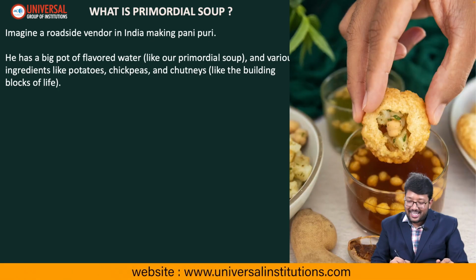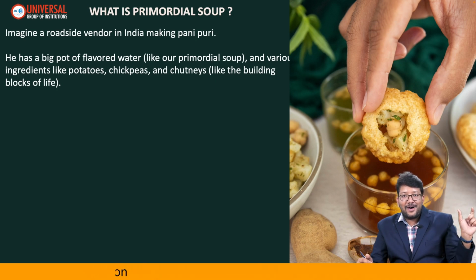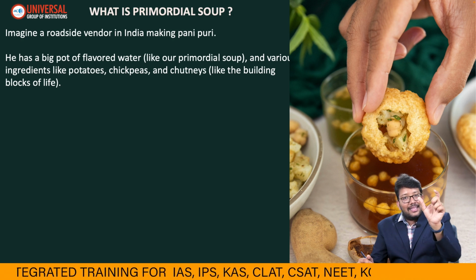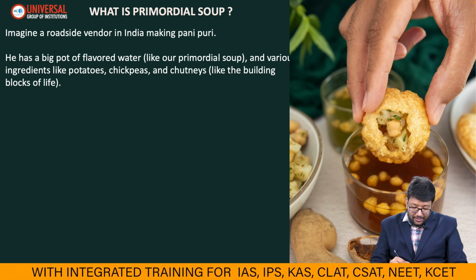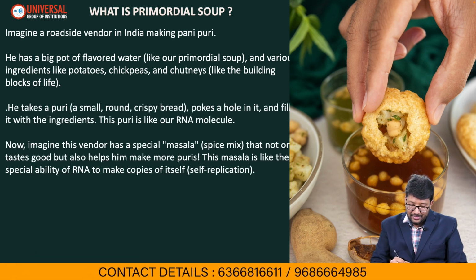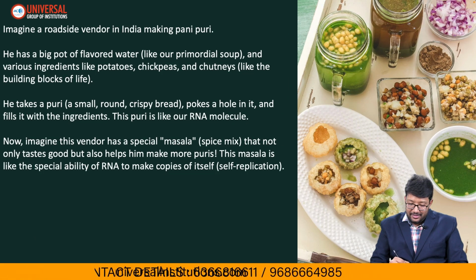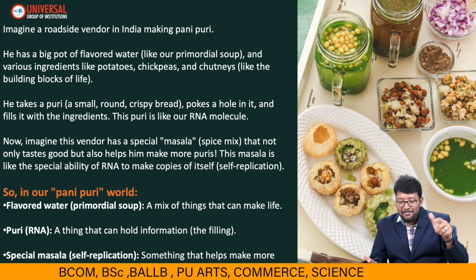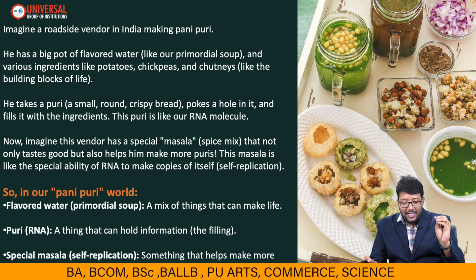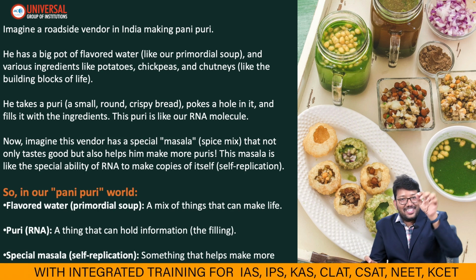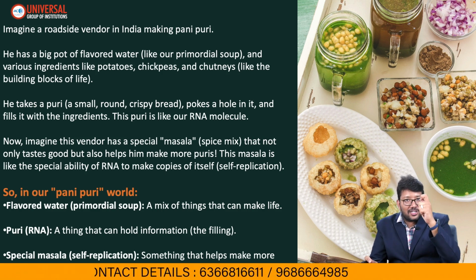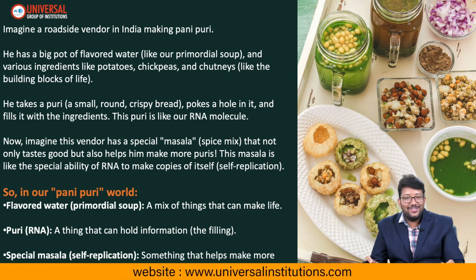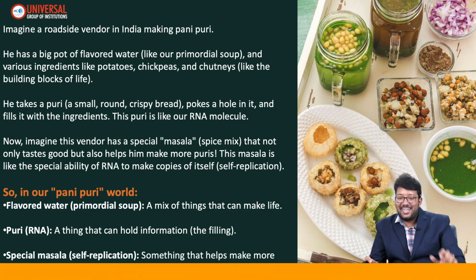As you can see, this is the full pani puri, right? That particular soup is there, ingredients are also there. That is called a primordial soup. And the third one would be, see, in our pani puri world, what is going on? Flavored water is the soup, the mix of things that can make life. The puri is a thing that can hold the information, the filling. And the third one is the special masala. Every pani puri seller will have a different taste. That is our special masala of that particular area.